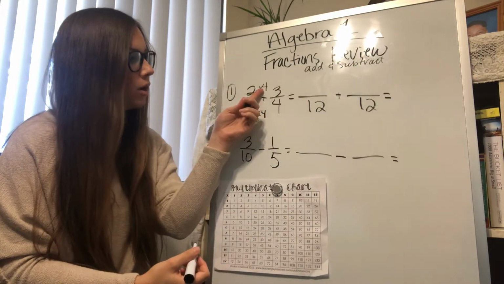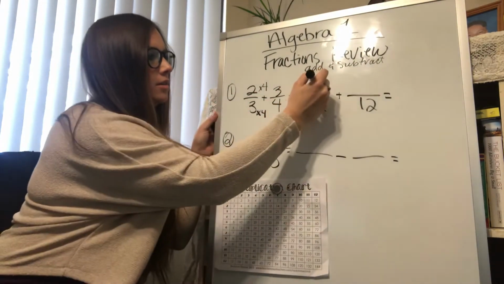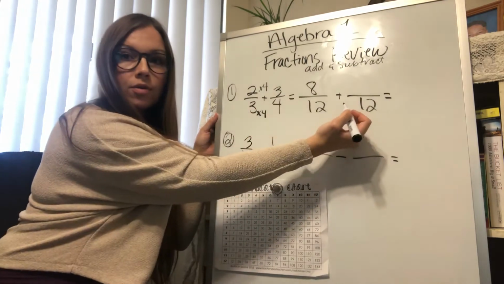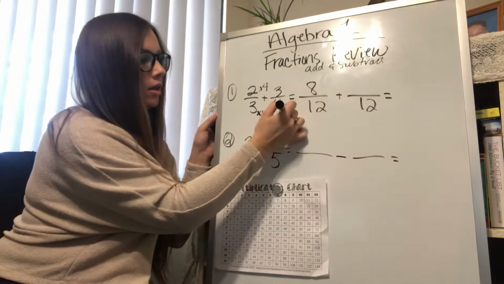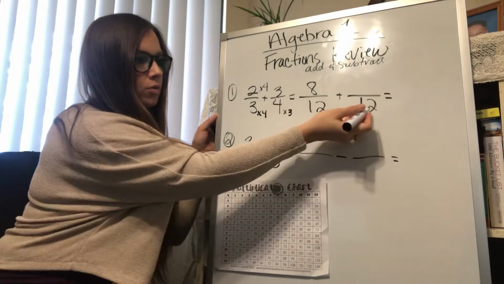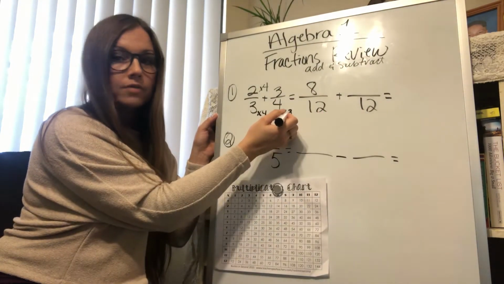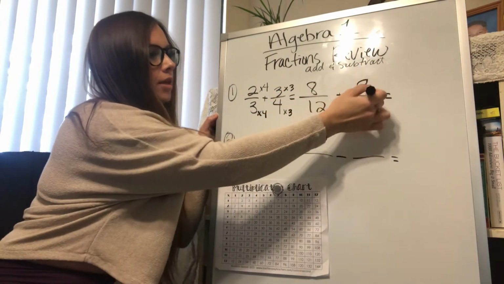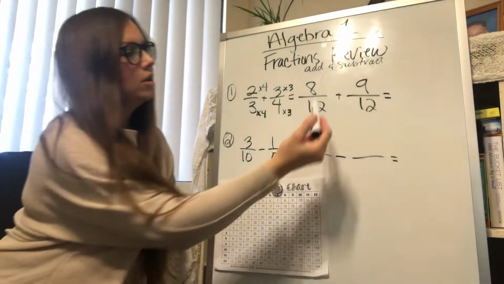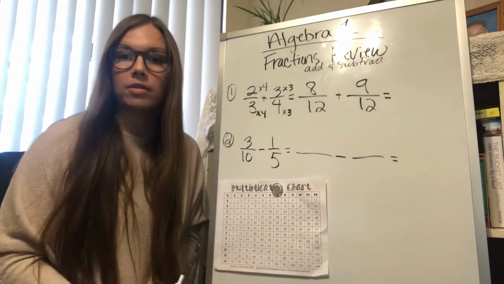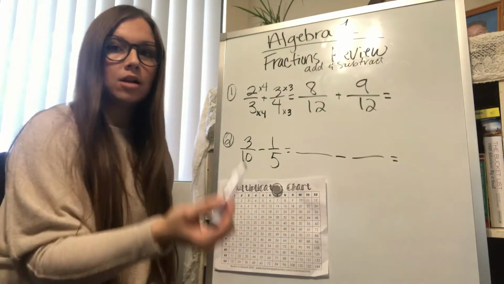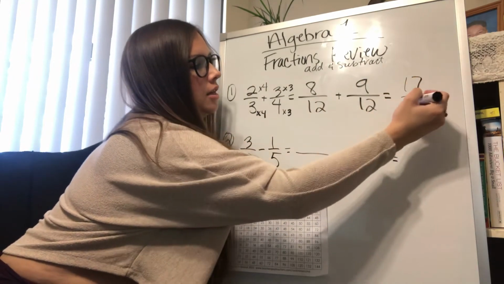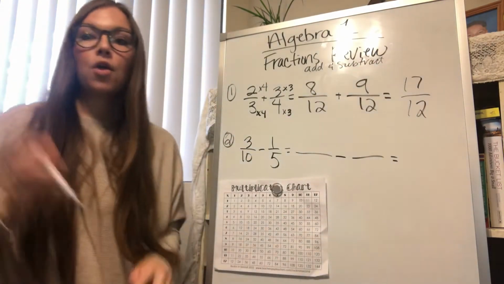So 2 times 4 is going to go up here, and that's 8. And then when I jumped from 4 to 12, I had to multiply by 3, because 4 times 3 is 12. And whatever I do to the bottom, I have to also do to the top. So 3 times 3 is 9. That goes up there. Okay, so now I have 8 twelfths plus 9 twelfths. I can add those because they have like denominators. 8 and 9 is 17. 17 twelfths.